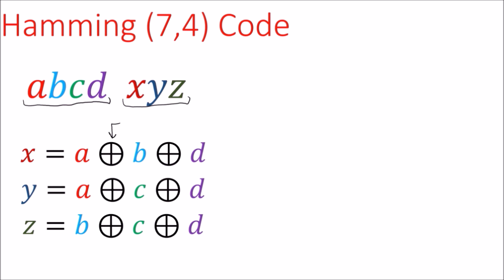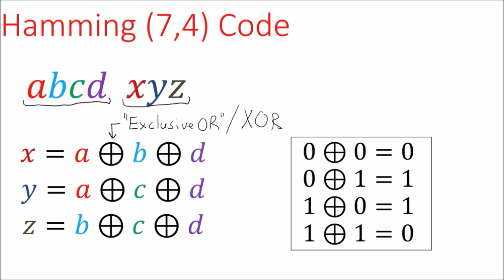This circle plus symbol is called the exclusive OR operator, or the XOR operator. The XOR operator is very similar to ordinary addition, but with a slight difference. In these first 3 cases, the XOR operator behaves exactly like ordinary addition, but for 1 XOR 1, this actually gives us 0 instead of 2. So you can basically think of the XOR operator as a special type of addition where if the answer is even, we get 0, and if the answer is odd, we get 1.